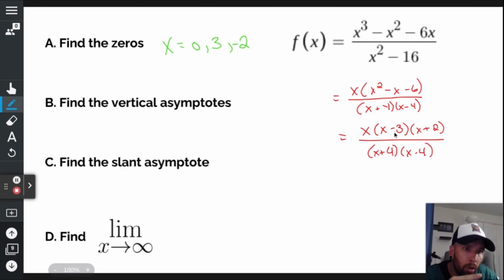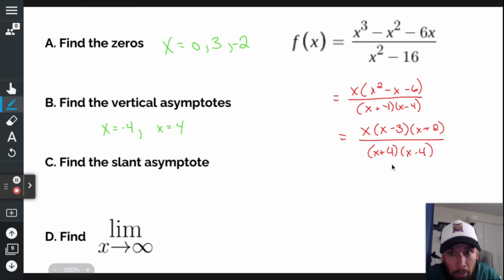Find the vertical asymptotes. Nothing upstairs and downstairs repeat. Nothing. So my vertical asymptotes are wherever my denominator is set equal to 0. So x minus 4, so that's going to be negative 4. X equals negative 4. And also the equation x equals positive 4, because it's the opposite of these numbers in here.